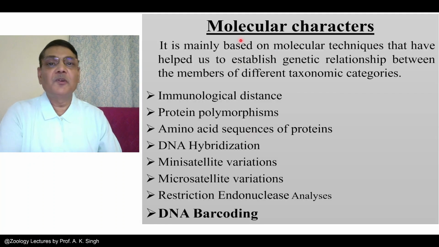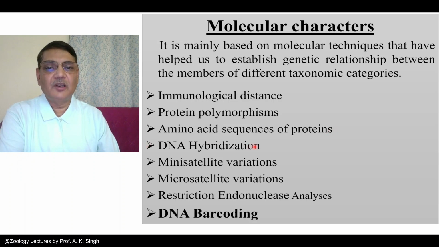For taxonomic purpose, as I said, molecular characters are also considered. People started different molecular techniques to identify variation among the individuals of same species, as well as to identify different species. And for that, immunological distance was one of the methods to identify different species. Then protein polymorphism, that varies species to species. Amino acid sequences in the protein are considered for taxonomic purpose.